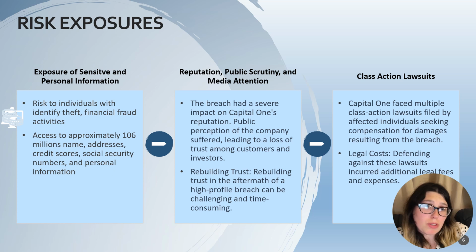Some risk exposures. Exposure of sensitive and personal information during this breach. It was a risk to the individuals, which could lead to identity theft, financial fraud, and other fraudulent activities on your account. Access to approximately 106 million names, addresses, credit scores, social security numbers, and personal information. That is very scary. Another risk exposure includes the reputation, public scrutiny, and media attention that Capital One entailed.